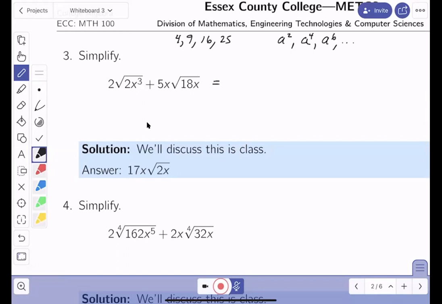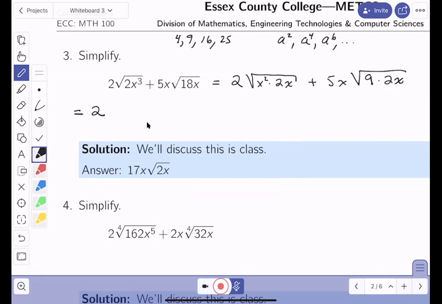Let's look at this one at a time. I see 2. And again, we're not saying you have to be slow at this, but we encourage you to think about it. 2 does not contain a perfect square factor, but x cubed does. It's x squared. What's left over? 2x. Let's go to the next one, which is 5 times the square root of 18x. Does 18 contain a perfect square factor? It does. 9 times 2x. Let's go through this one step at a time.